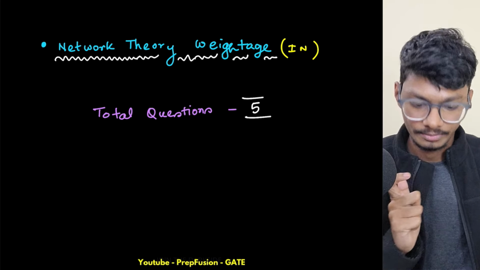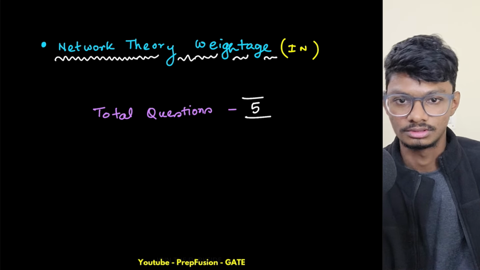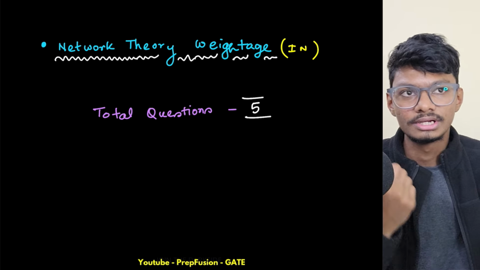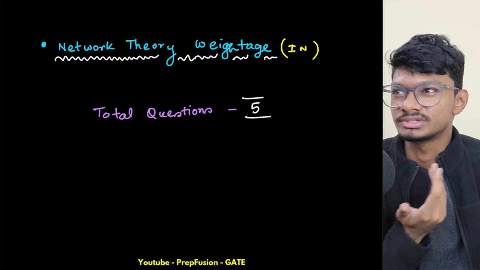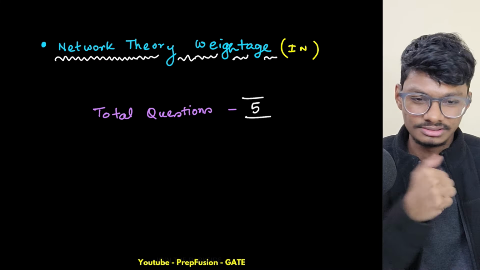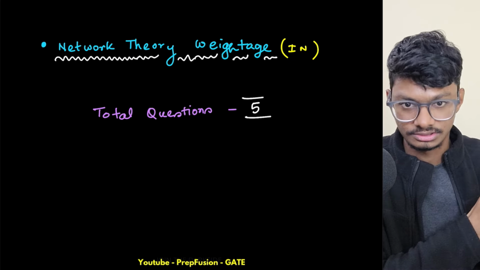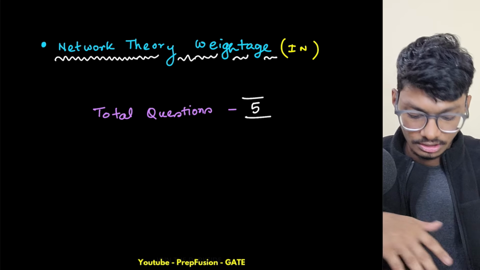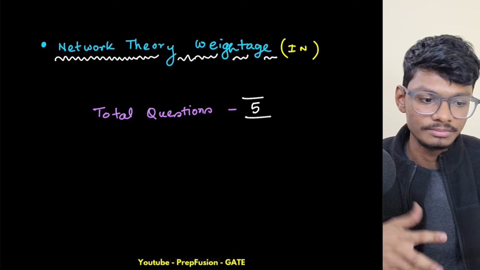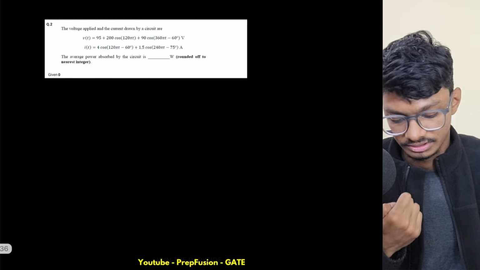So in the IN paper, a total of 5 questions came from network theory. Mainly the weightage is around 5 to 6 questions only, and marks-wise it will be around 7 to 10 marks. Generally the weightage of network theory for EE, EC and IN is almost 7 to 10 marks. Obviously network theory is used in other subjects as well, so that's why the weightage is like this. The questions for IN were pretty straightforward and simple, not that difficult. So let's start with the first question.